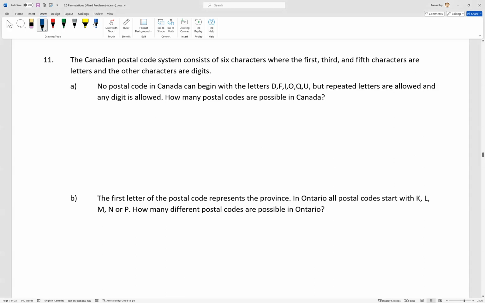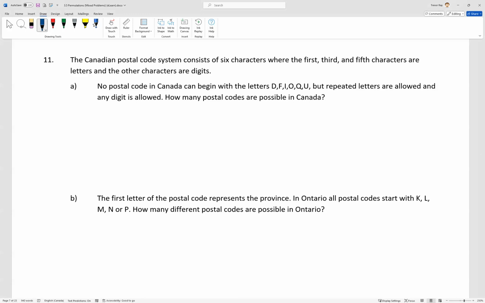Question 11. The Canadian postal code system consists of 6 characters where the first, third, and fifth characters are letters, and the other characters are all digits. So we're going to go through and figure out how many possible postal codes we have for different areas, and we're going to keep in mind all the above data as we go down.